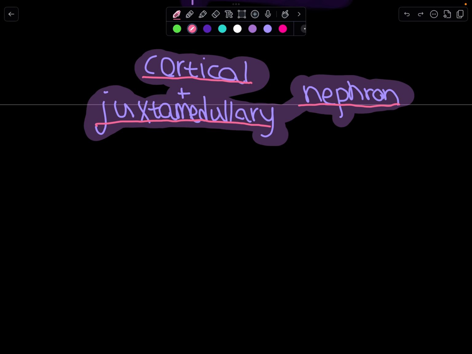Now, nephron types. Juxtamedullary nephrons, about 15% of total nephrons, have long loops of Henle that extend deep into the medulla, maximizing... Tell us again why it would collapse.